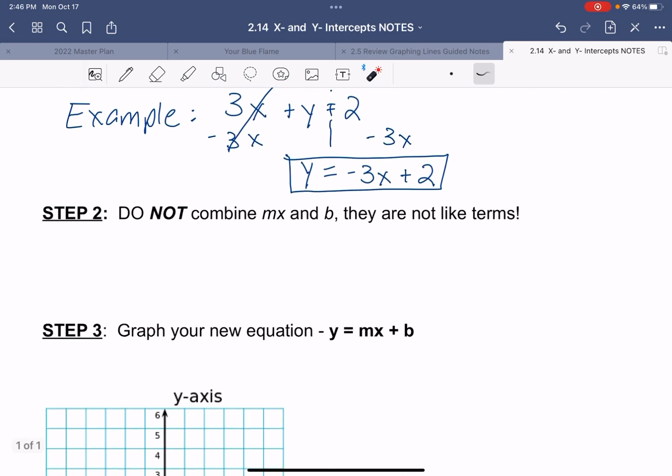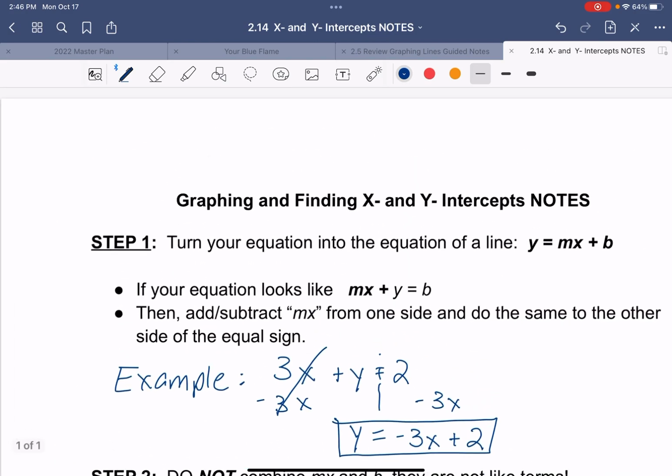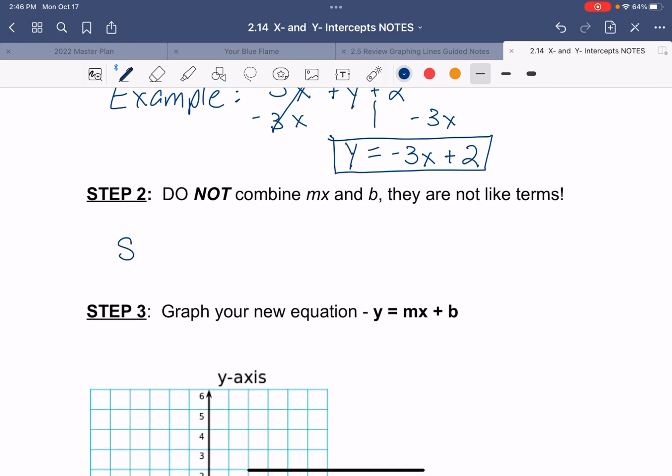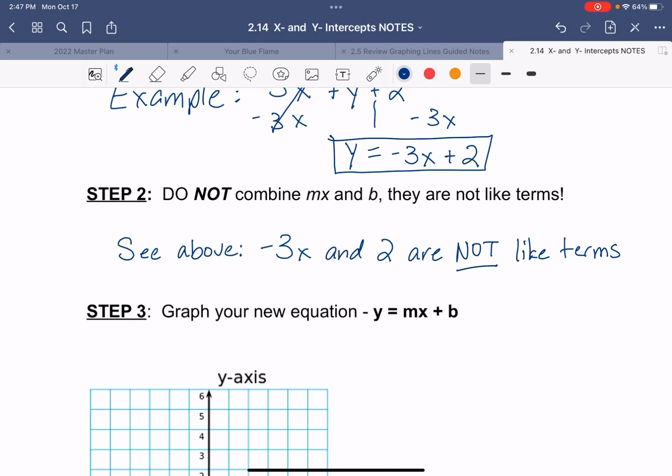As a reminder, do not combine your mx and b. They are not like terms. So that's why I wrote on your notes here, see above, negative 3x are your fries and 2 are your burgers. They are not like terms. We don't combine them or add them together or subtract them.